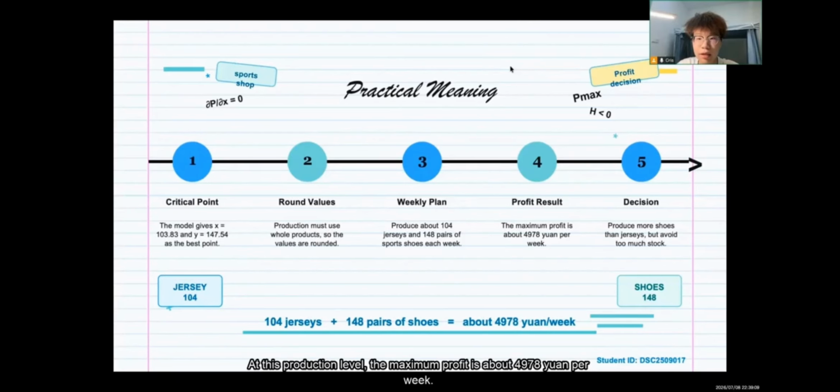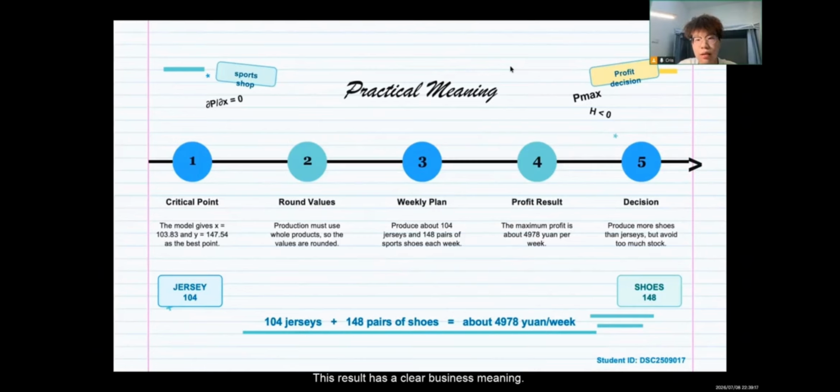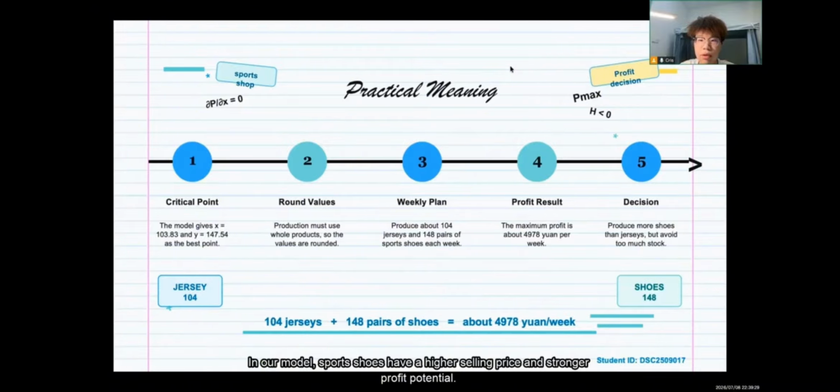At this production level, the maximum profit is about 4,978 yuan per week. This result has a clear business meaning. The company should produce more sports shoes than jerseys. In our model, sports shoes have a higher selling price and stronger profit potential.